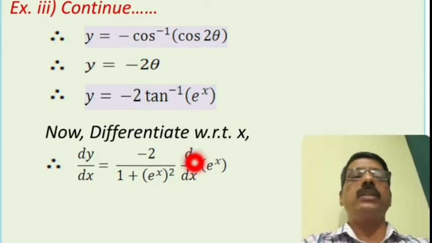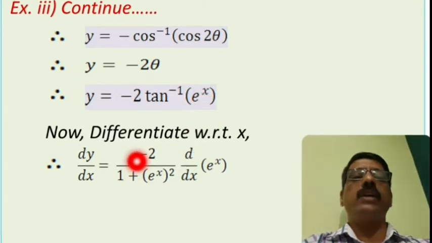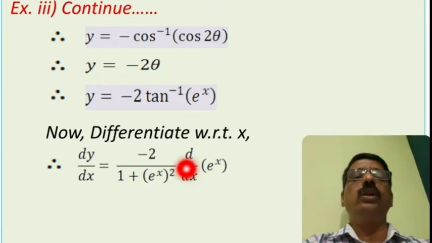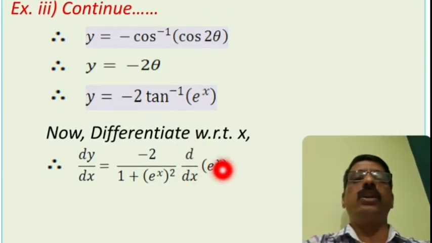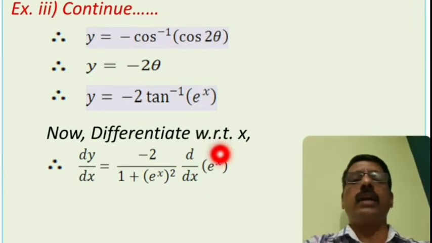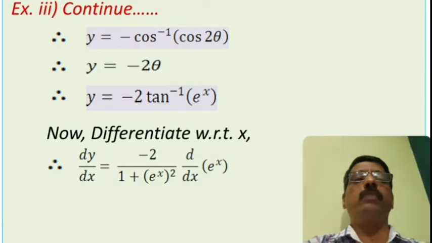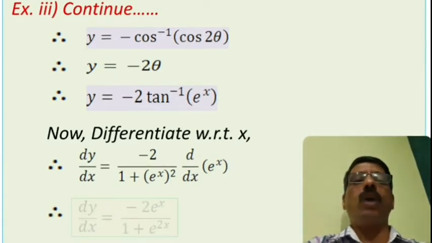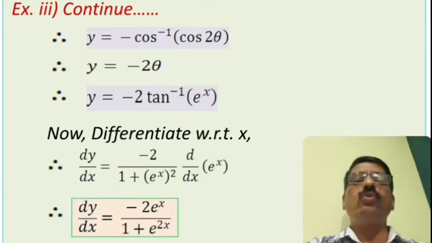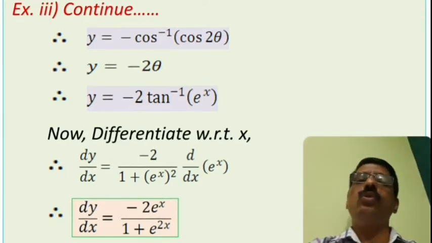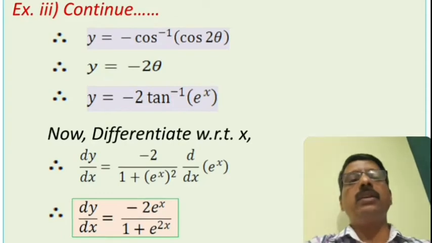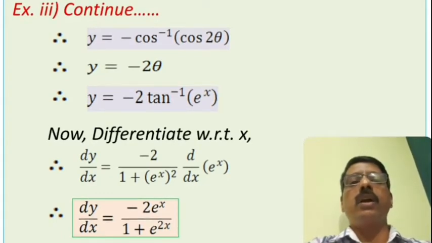Here f of x is our e raised to x, and therefore minus 2 upon 1 plus e raised to x bracket square into, again, derivative of the f of x by composite rule, that is d by dx of e raised to x. We know that the derivative of e raised to x is e raised to x again, and therefore dy by dx equal to minus 2 into e raised to x upon 1 plus e raised to twice x. And this is the derivative of the given function.